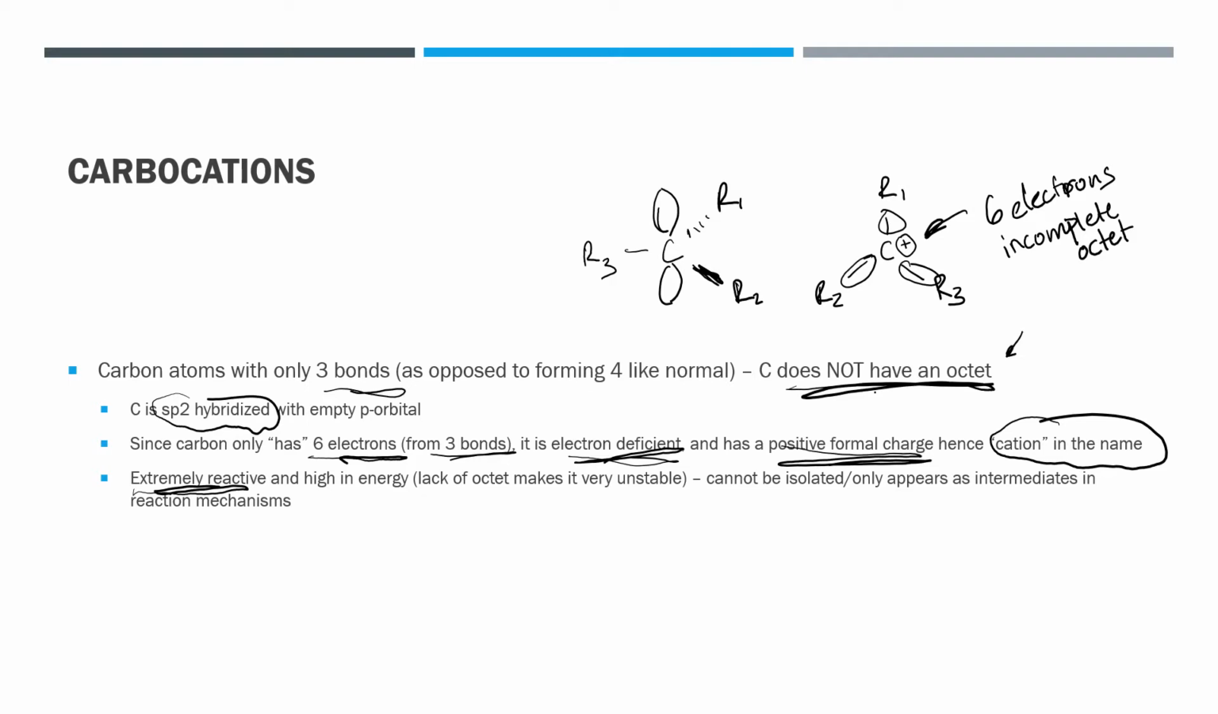Why is this? Because the carbon isn't happy. It doesn't have an octet. So this lack of the octet makes it very, very unstable. And so because of this instability that comes with forming a carbocation, you cannot isolate a carbocation. Like I can't have a jar, like a beaker filled with a carbocation, but instead we observe carbocations. We know that they exist because they appear as intermediates in reaction mechanisms.